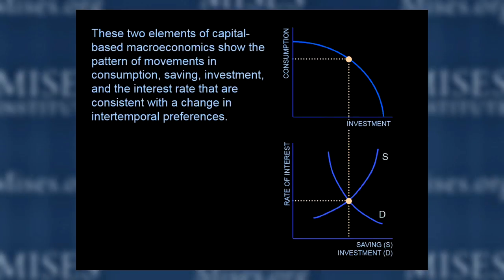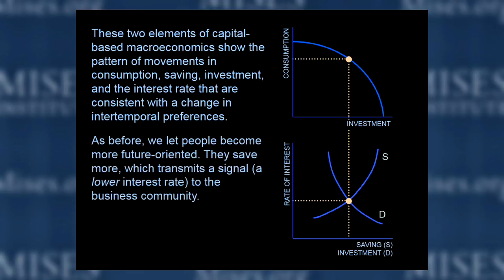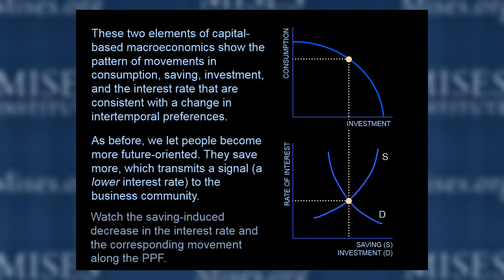So these two elements of capital-based macroeconomics show the pattern of movements in consumption, saving, and investment, and the interest rate that are consistent with a change in intertemporal preferences, that is, with saving. So as before, we let people become more future-oriented. They save more, which transmits a signal, a lower interest rate, to the business community. So watch the saving-induced decrease in the interest rate and the corresponding movements along the PPF. Here we go.